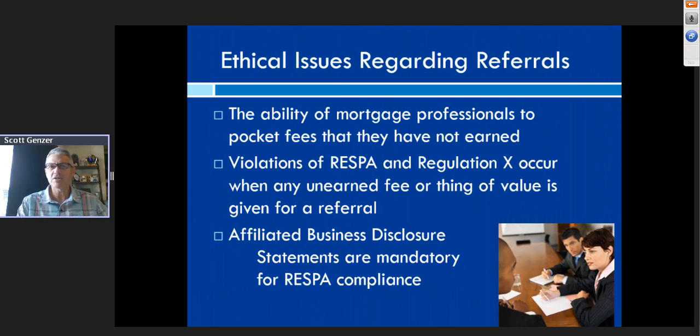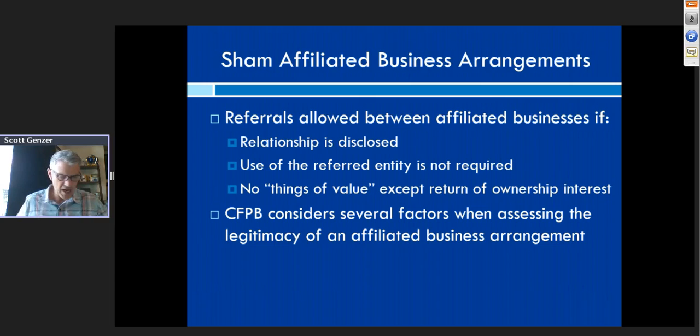All right. Now what's an affiliated business arrangement? Let's talk about the sham. We brought this up on Monday. I said we'll talk about that more on Wednesday. Well, guess what? Here we are on Wednesday. All right, so at the top, disclosure of the relationship with an ABA. We're not required to use the referred entity.